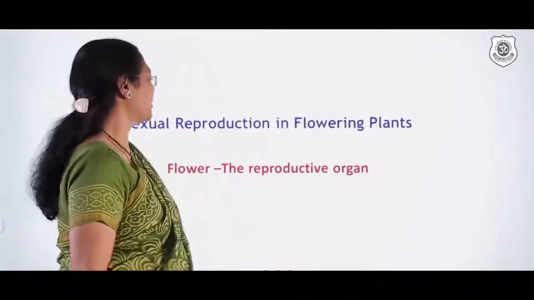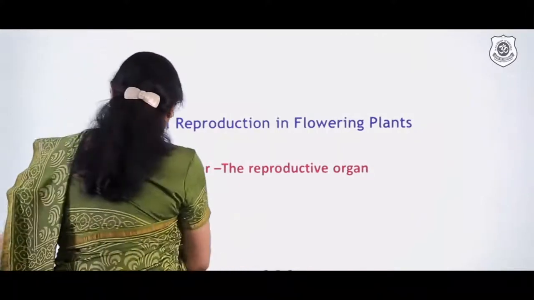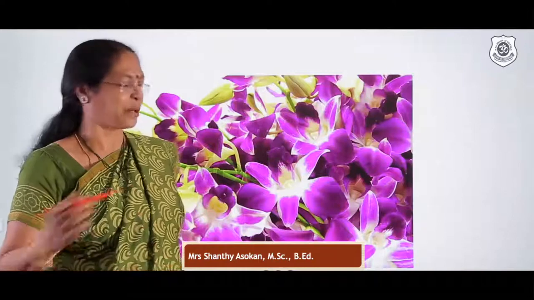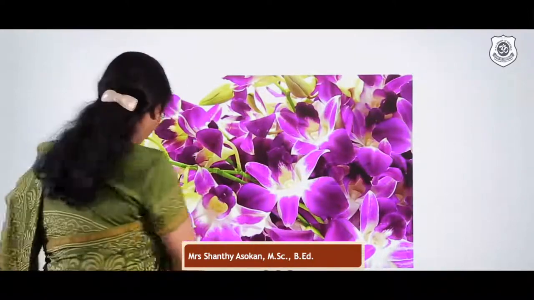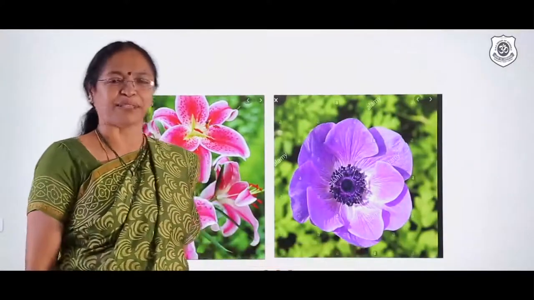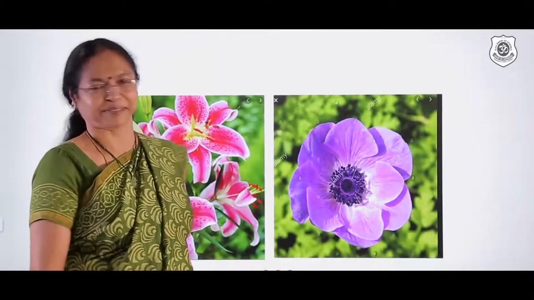Today let us learn sexual reproduction in flowering plants. Look at the flowers, a wonderful creation of God. And I see young girls and boys here. Girls are beautiful, and boys at this adolescent stage, you're all very handsome. We have flowers, another creation of God, again very beautiful but very short-lived.